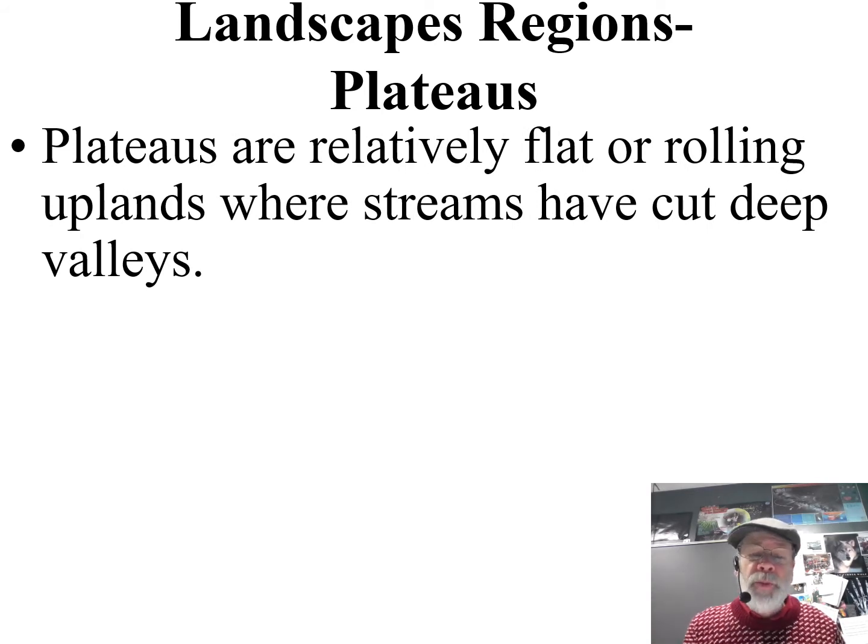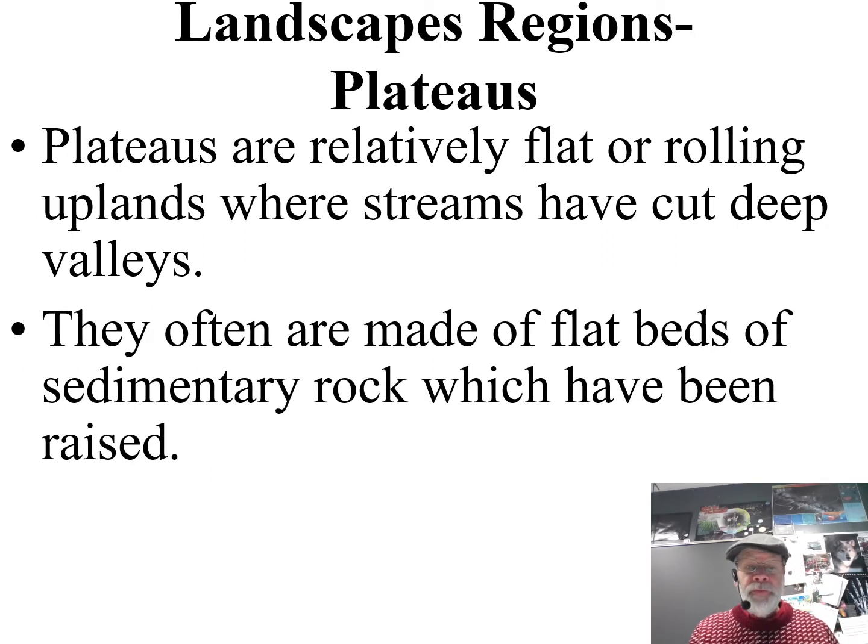Let's talk plateaus. Plateaus are relatively flat or rolling uplands where streams have cut deep valleys. That's the Catskills. They're often made of flat beds of sedimentary rock which have been raised. Again, the Catskills. One of the magic things about the Catskills is in the valleys. Mountains are always cool to be on top of, and absolutely climb to the top of a mountain, sit down, enjoy the world. But the valleys in the Catskills have been cut very deep, and they're amazing places to go.